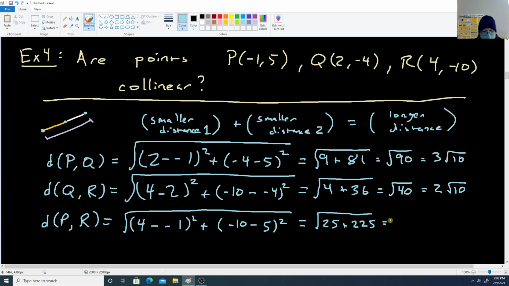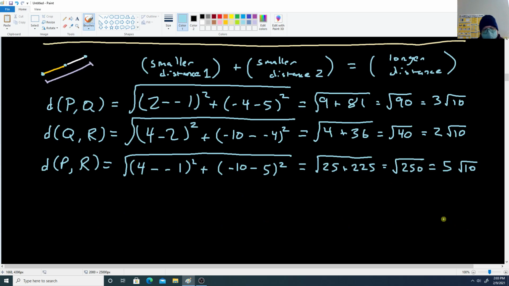So that's going to be the square root of 250, which is the square root of 25 times the square root of 10. Square root of 25 is 5. Square root of 10, square root of 10.